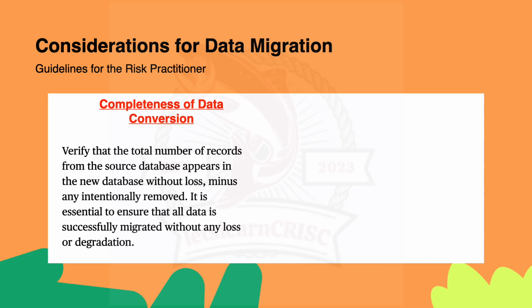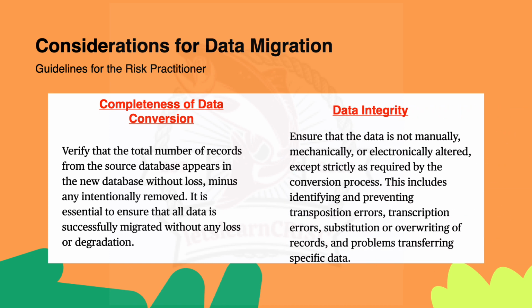right? Moving next is data integrity. Friends, ensuring data integrity means ensuring that the data is not manually, mechanically or electronically altered, except as strictly required by a conversion process, right? Just take an example, like think of it as making sure the content of your book remains unchanged during the move, right? No pages were torn and nothing has been added. So for the risk practitioner, this involves identifying and preventing errors like transposition, transcription, substitution or overwriting of records and ensuring the safe transfer of the specific data.